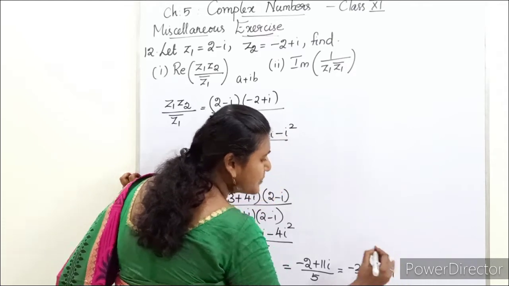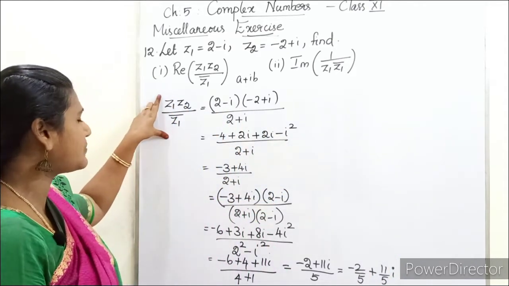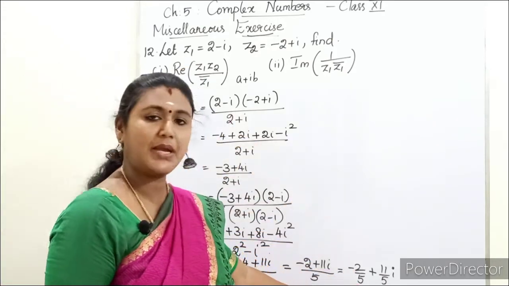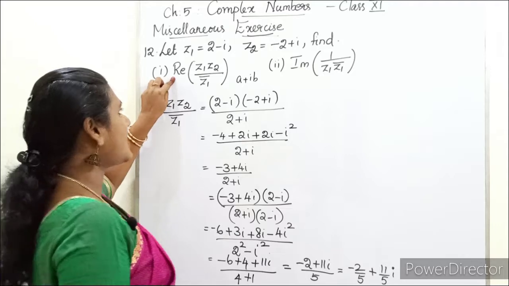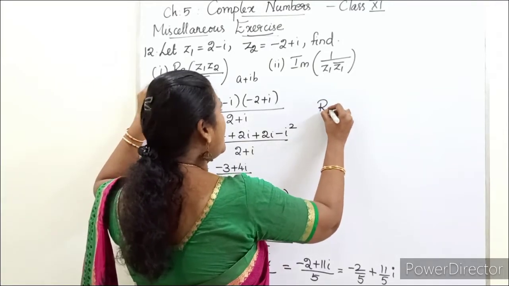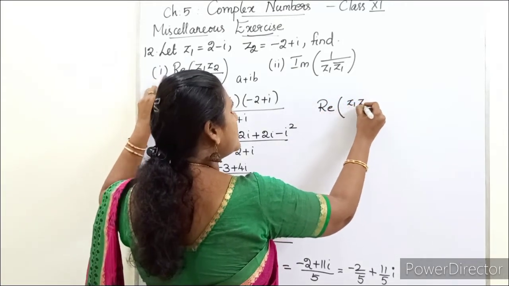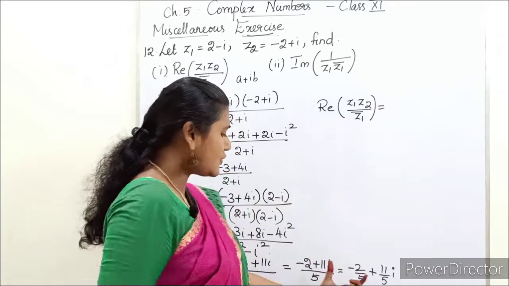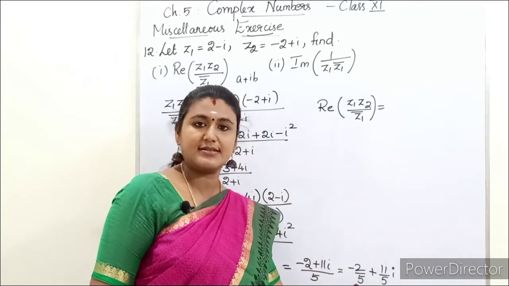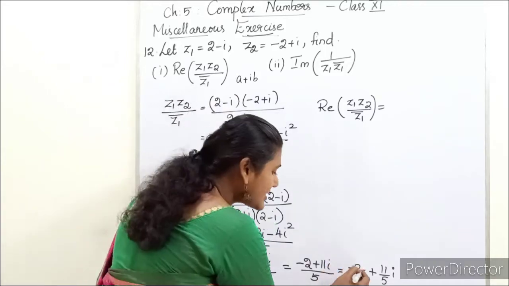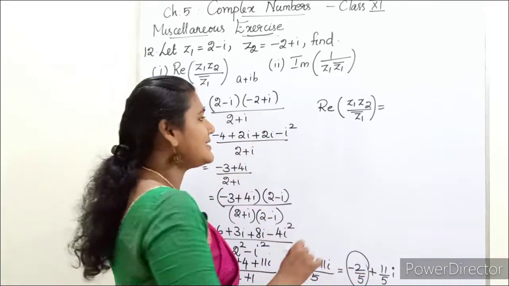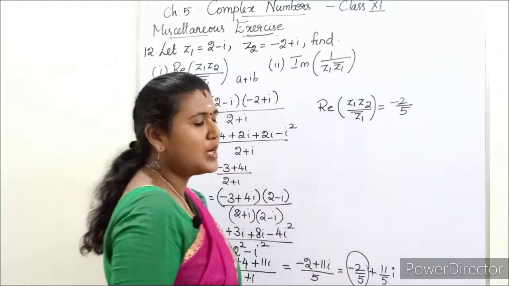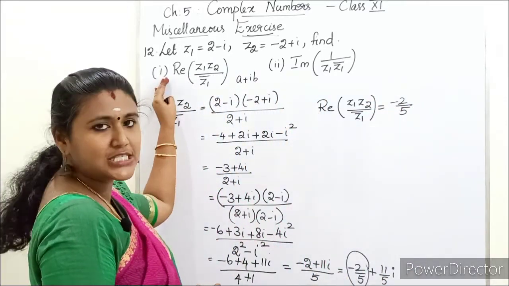So we have simplified the expression inside the bracket and we have expressed it in the form a plus ib. Now we will write the real part. So real part of Z1 into Z2 by Z1 bar is equal to, actually this is the simplified answer. This is the complex number. So what is the real part here? Minus 2 by 5. So the answer is minus 2 by 5. So this is the answer for the first part.